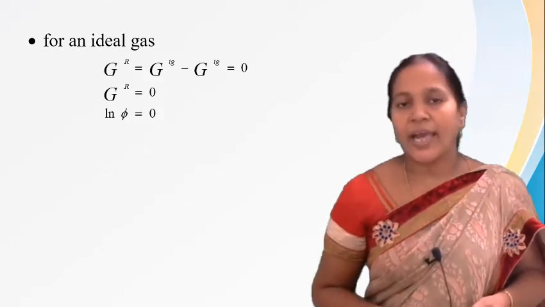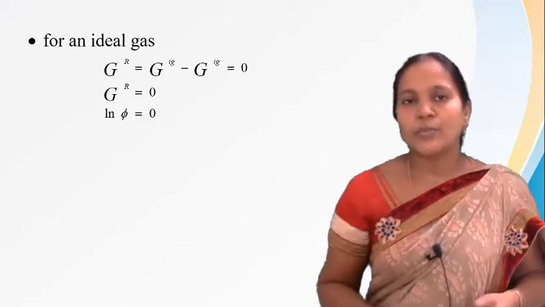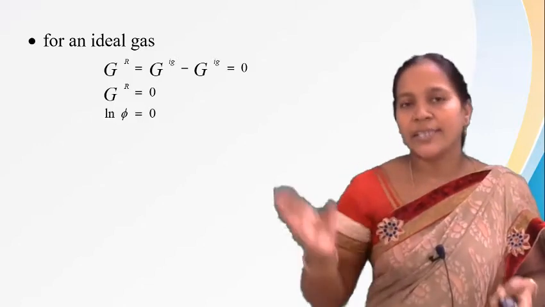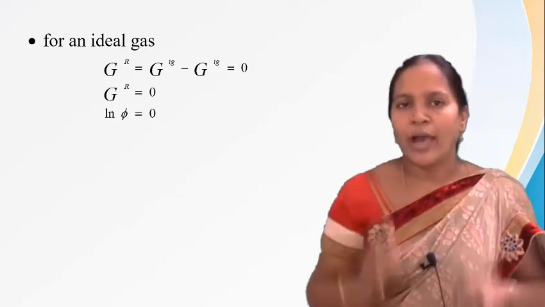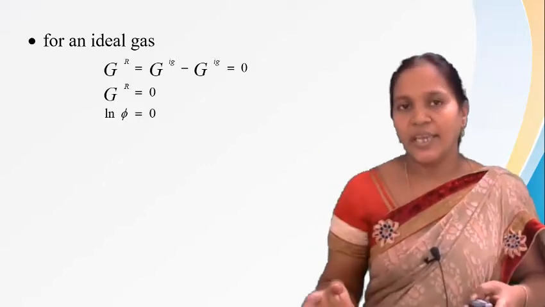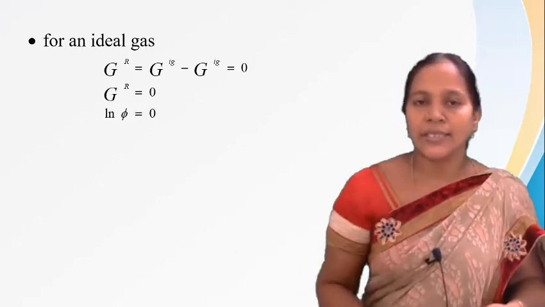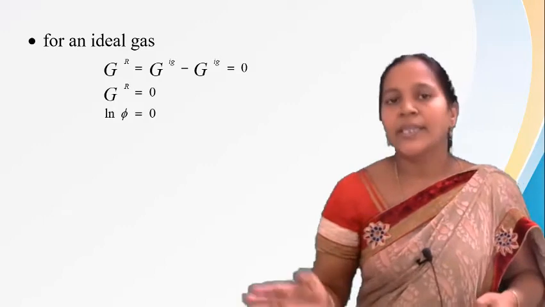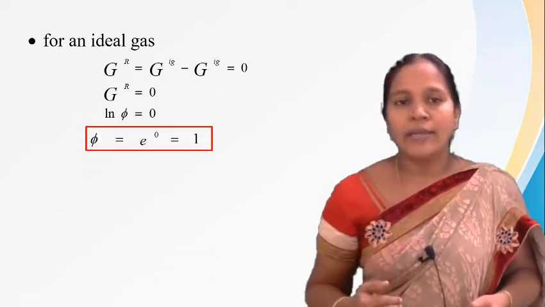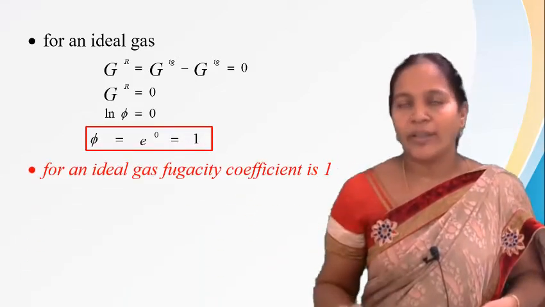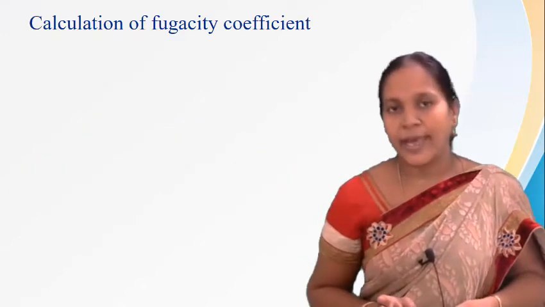For an ideal gas, G^R is equal to G^ig minus G^ig. Initially we have G^R equal to G minus G^ig. For an ideal gas, we substitute the real property with the ideal one, that is G^R is equal to G^ig minus G^ig, which equals 0. Previously, we proved that G^R is equal to RT ln phi. Therefore, phi is equal to 1. That means the fugacity coefficient is 1 for an ideal gas.